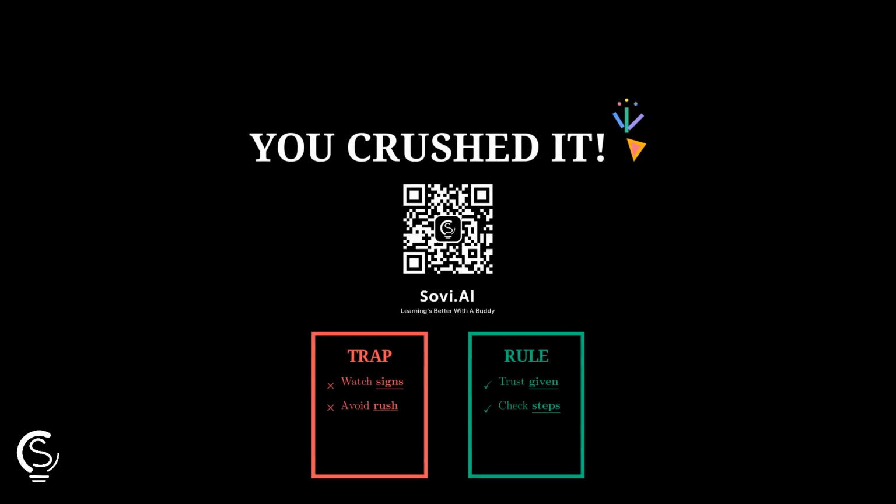The trap is rushing signs. The rule is: trust the given action and check who must obtain dollars.